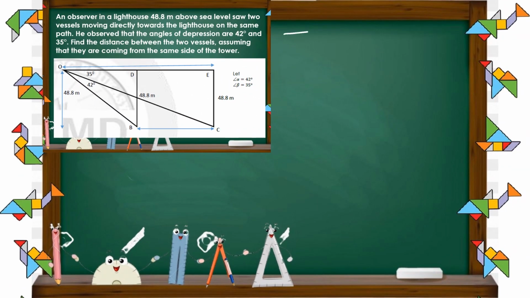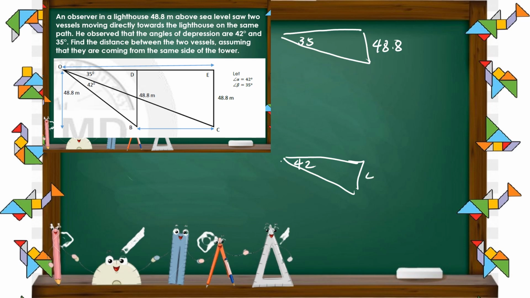Let's illustrate using two triangles. This one is the 35-degree angle, and this one is your 42. Sorry for my triangle. This is 48.8, and this is also 48.8, as well as this one. So that is for the two triangles. Ito po yung dalawang triangle na sinasabi po natin. Ito yung unang triangle, yung maliit, and then the bigger triangle, ito po. Hindi yung mahaba, yung kay 35. So, yun po yung sinasabi po ni ma'am.